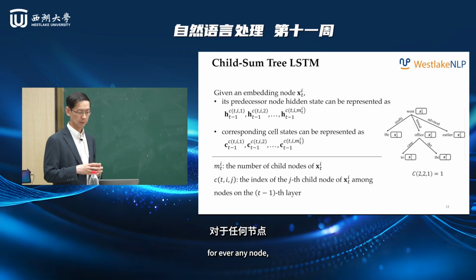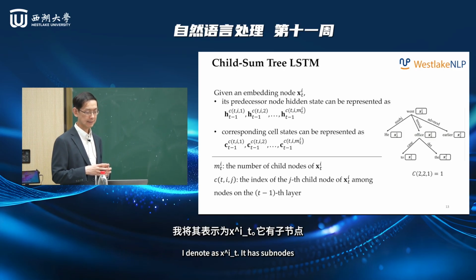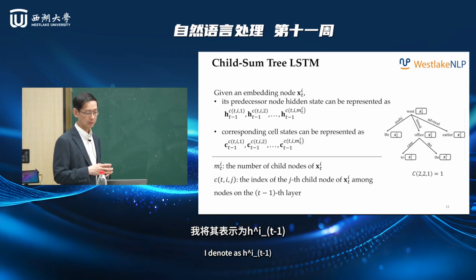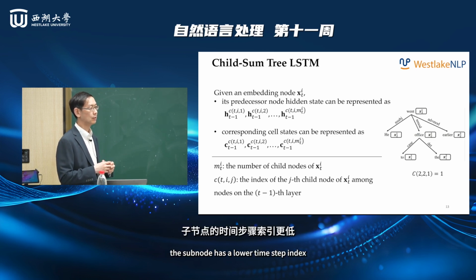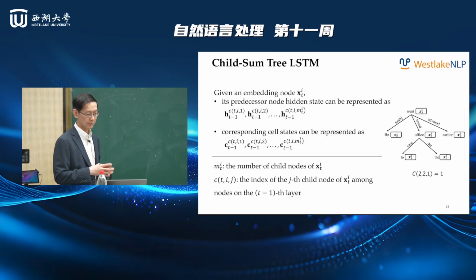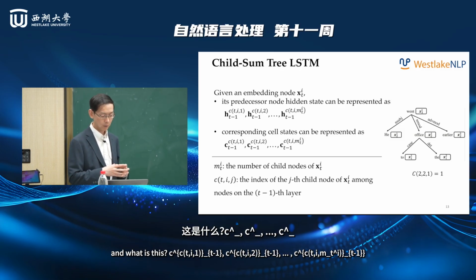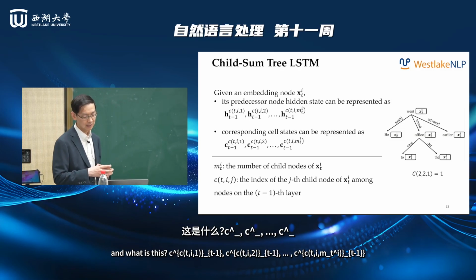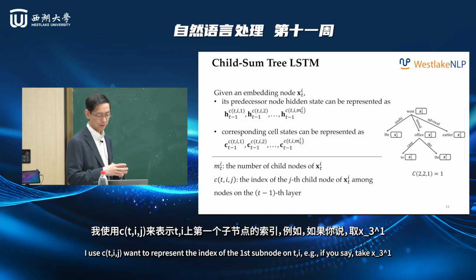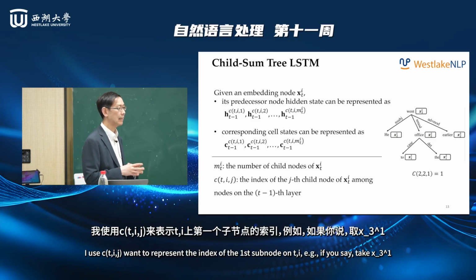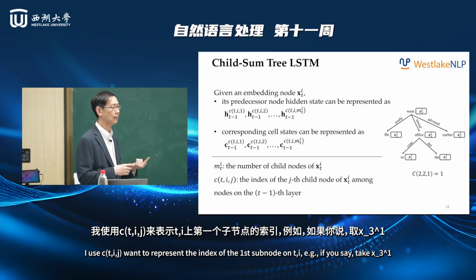So for any node, I denote it as x_t^i. It has subnodes, which I denote as h_{t-1}. Why t minus 1? Because I'm doing bottom up, right? So the subnode has a lower time step index. And then what is this? C_t^{i1}, C_t^{i2}, up to C_t^{im}. This is just the index of the child nodes. I use C_t^{i1} to represent the index of the first subnode of t, i.